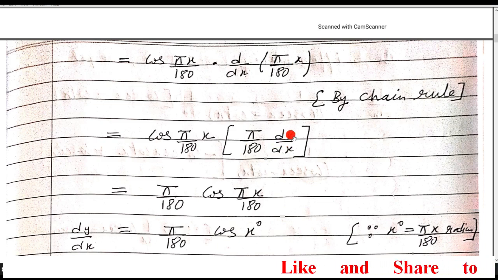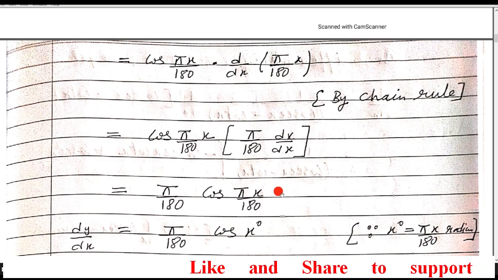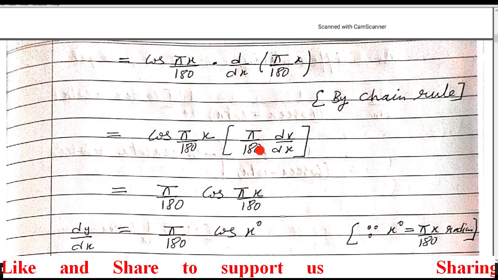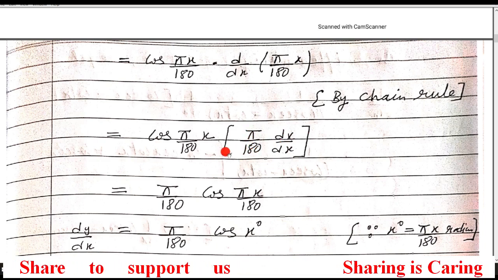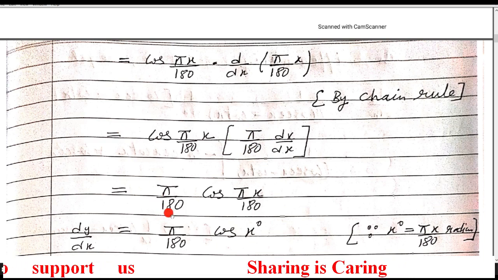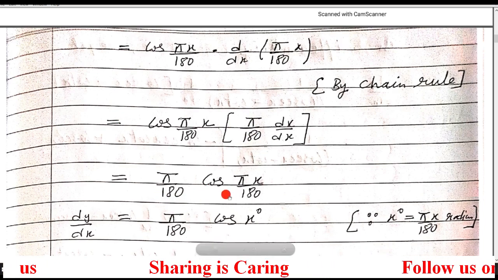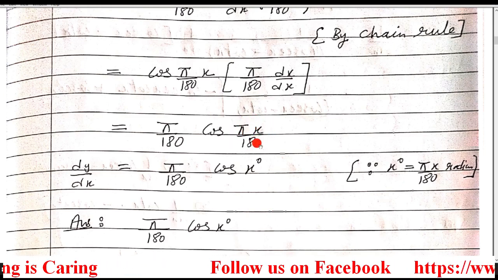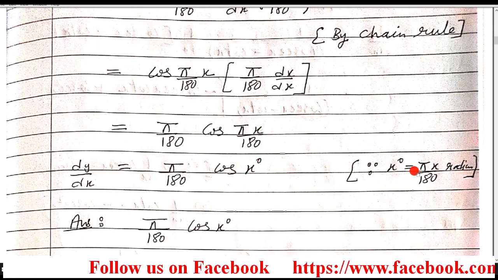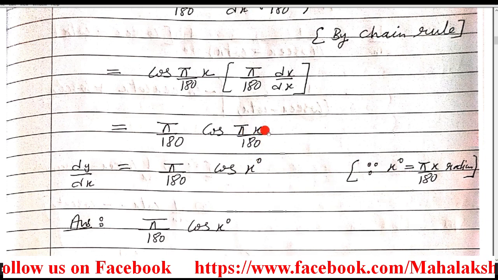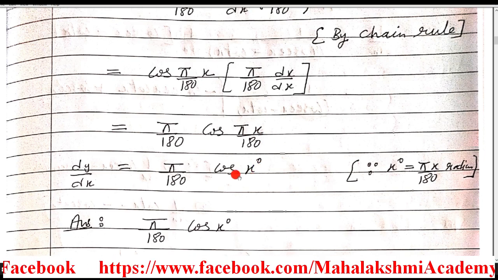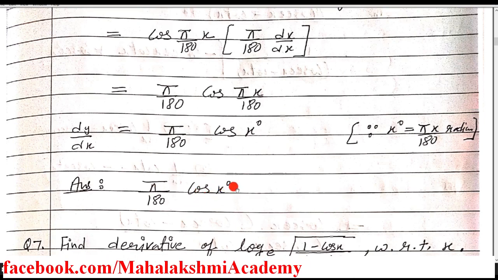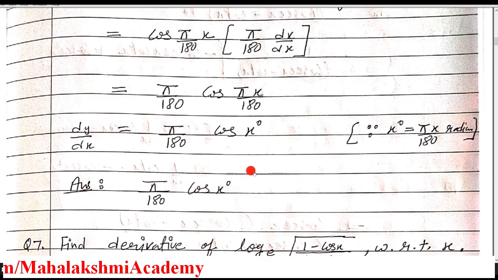So dx over dx, when we differentiate this x, we will get 1. So the answer of this differentiation is 1 here, and we are only left with pi upon 180. So the differentiation is this, but again this, that is pi x upon 180 radian, you can convert back to x degree by the same formula. So instead of pi x upon 180, write x degree. So the differentiation of sin x degree is pi upon 180 cos x degree. Now we will move to question number 7.